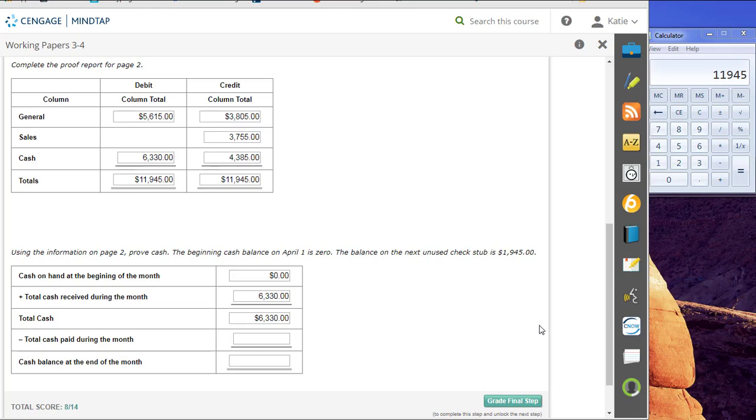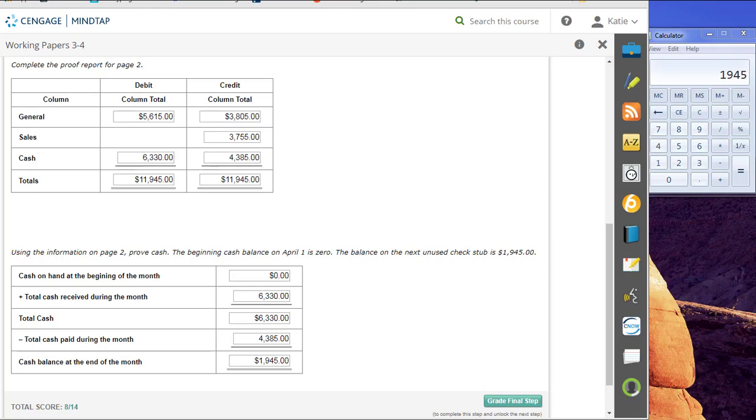Now it says total cash paid during the month, Jacob. Where do I get that one? Cash credit. So I'm going to take $4,385 and put it in there. Now I'm breaking out that handy dandy calculator. I'm going to take $6,330 and I'm going to subtract $4,385. Mathematically, that gives me $1,945.